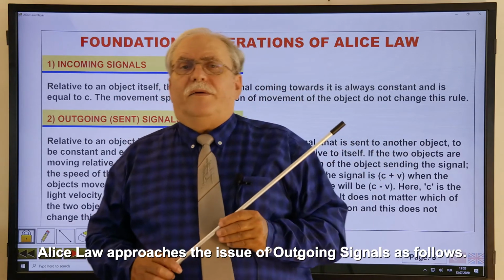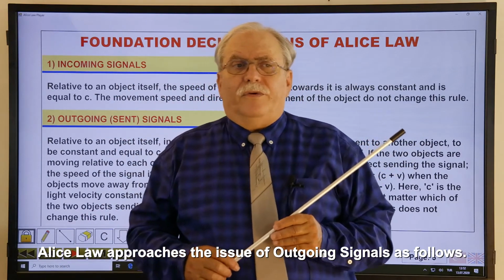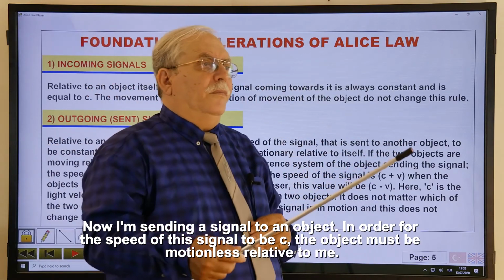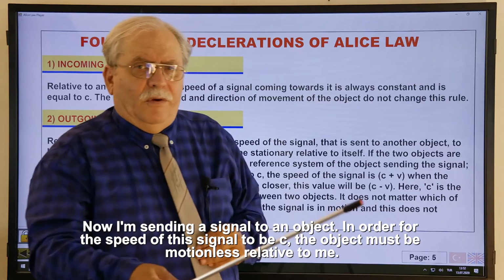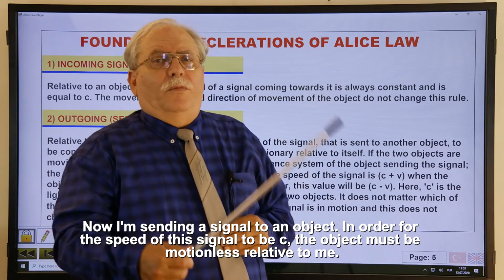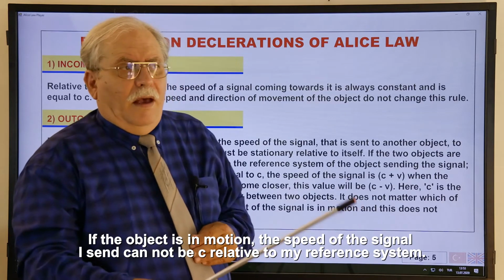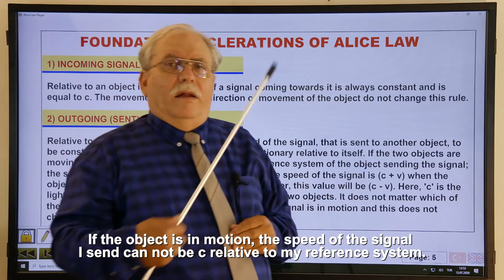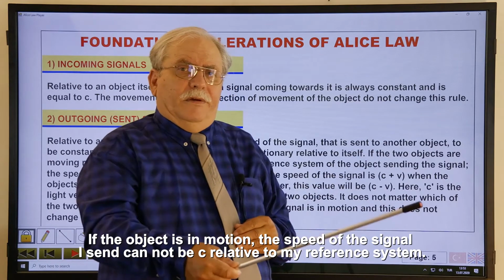Alice Law approaches the issue of outgoing signals as follows. Now I'm sending a signal to an object. In order for the speed of this signal to be c, the object must be motionless relative to me. If the object is in motion, the speed of the signal I send cannot be c relative to my reference system.